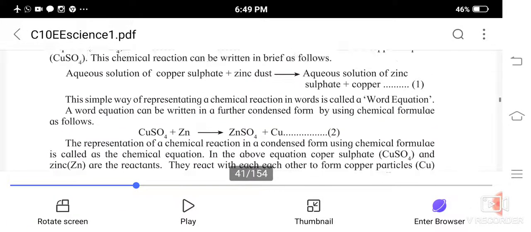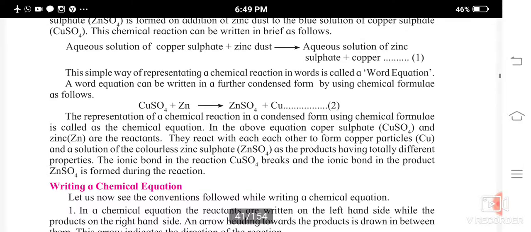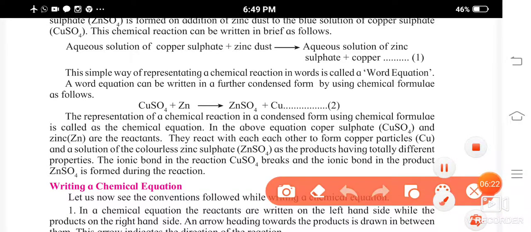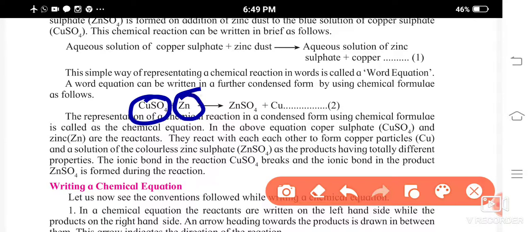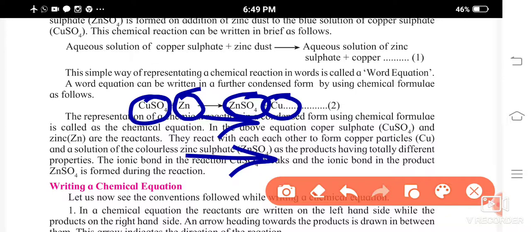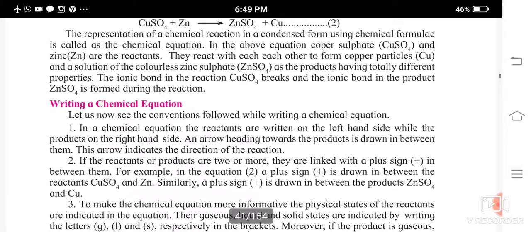So you can see here now the copper sulfate and zinc. Okay, this is the arrow. So copper sulfate and zinc, these are the reactants. These reactants are written to the left hand side and the products are written to the right hand side of the arrow. Now this arrow is going to tell us which side the reaction is taking place.